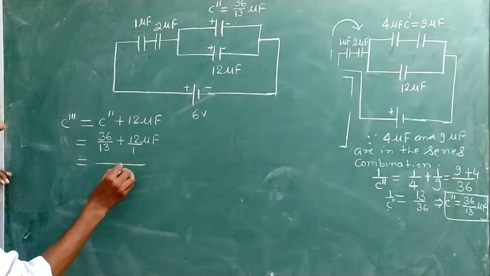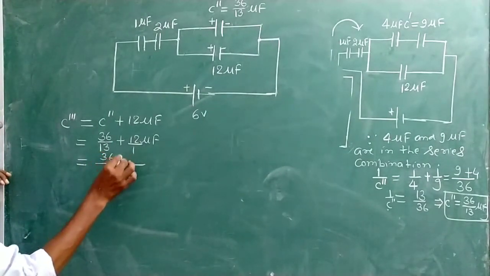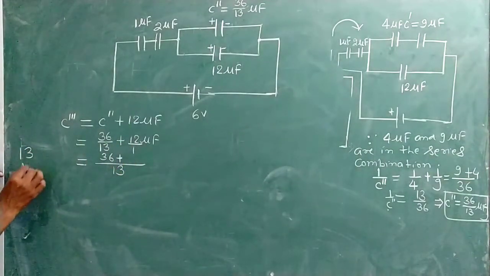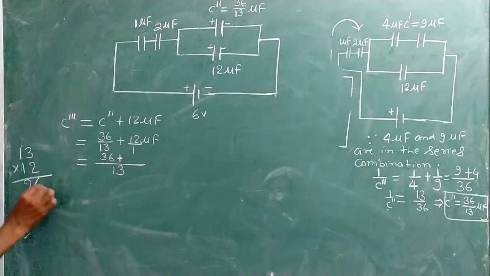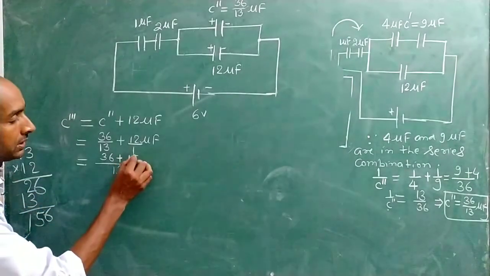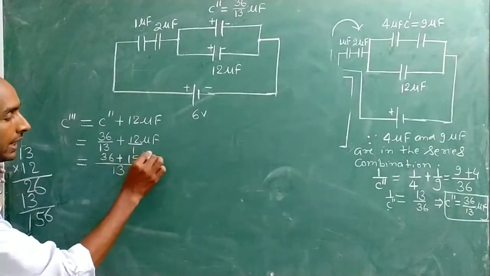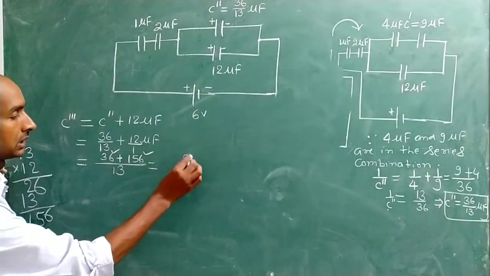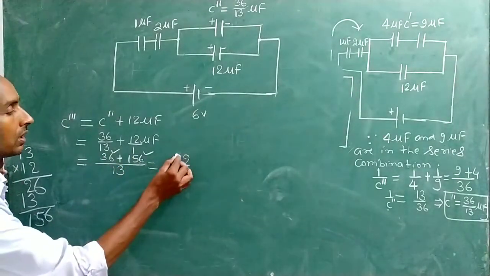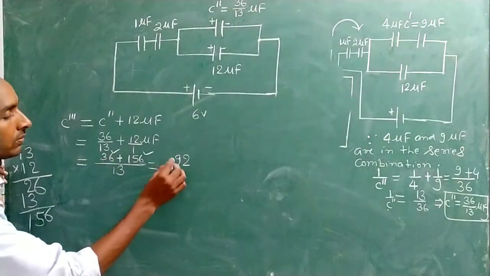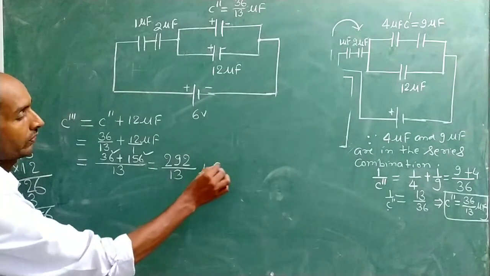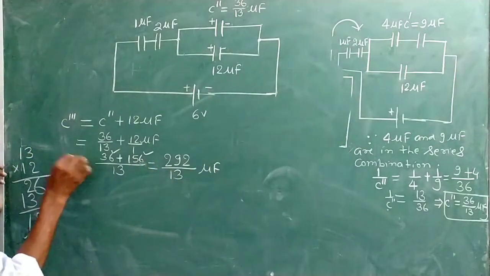LCM will be 13 and this will become 36 plus, how much will 13 into 12 be? 156. On adding we get 192 divided by 13 microfarad, C triple dash.